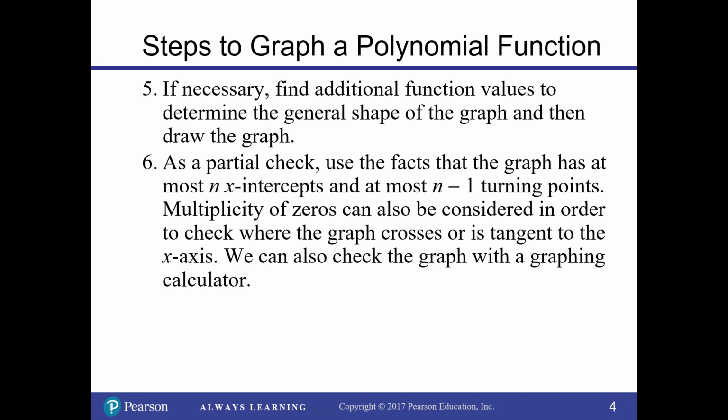So multiplicity of zeros can also be considered in order to check whether the graph crosses at or is tangent to the x-axis. We can also check the graph with a graphing calculator. Ideally, we'll do this without the graphing calculator. The graphing calculator is just what we'll use later on. But at this point, we're practicing trying to figure out what these graphs should look like.